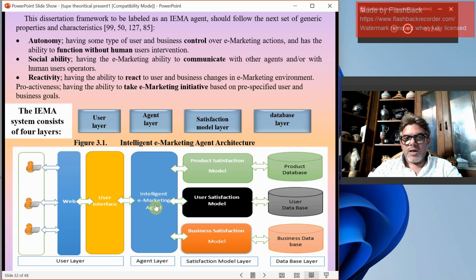And through this, we're going to have 3 separate layers. In our layer today, we're going to talk about the user satisfaction model and the user satisfaction base or database. But the same terminology, formulation, mathematical evaluation, everything is going to be the same for the product satisfaction. It's going to be the same for the business satisfaction, which is going to be the satisfaction model layer. Okay.